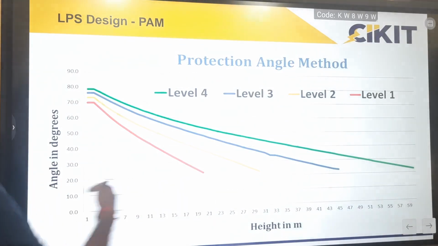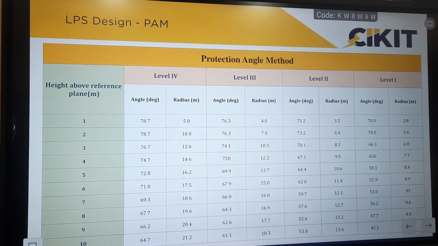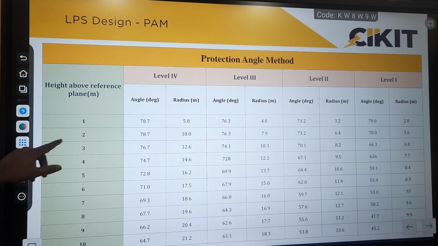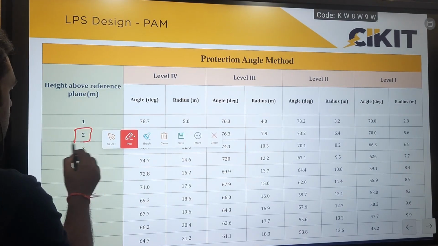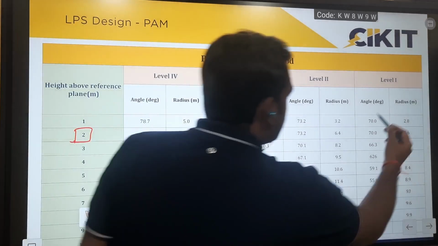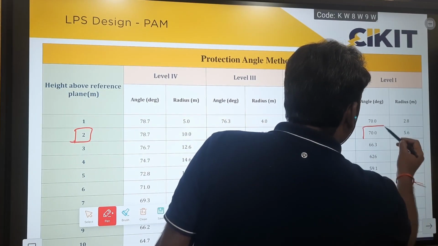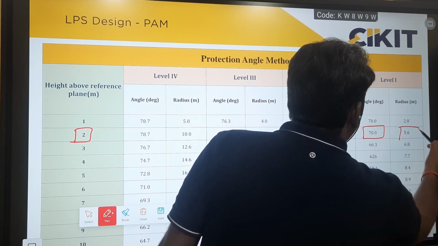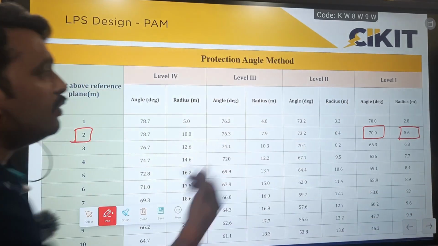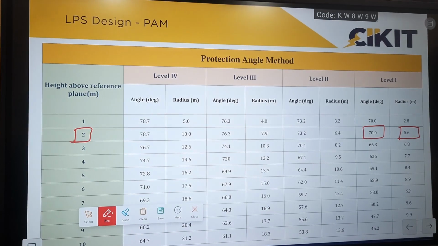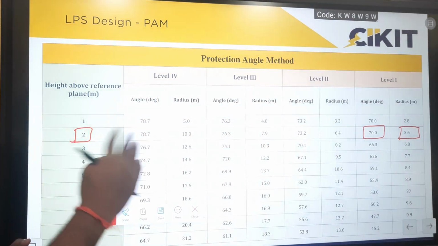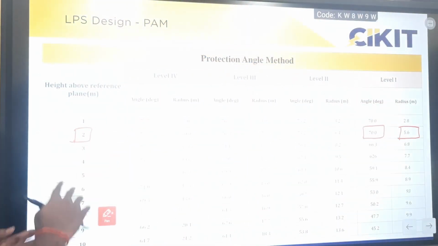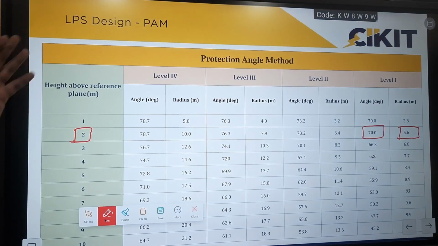We have performed this calculation for different heights at different levels. In this table, we can find that for the height of 2 meters at level 1, the angle will be 70 degrees and the radius will be 5.6. We have shown the sample calculation in the previous slide. Using this angle, we have to calculate the corresponding radius for the particular height at different levels. So everything depends upon the angle value.